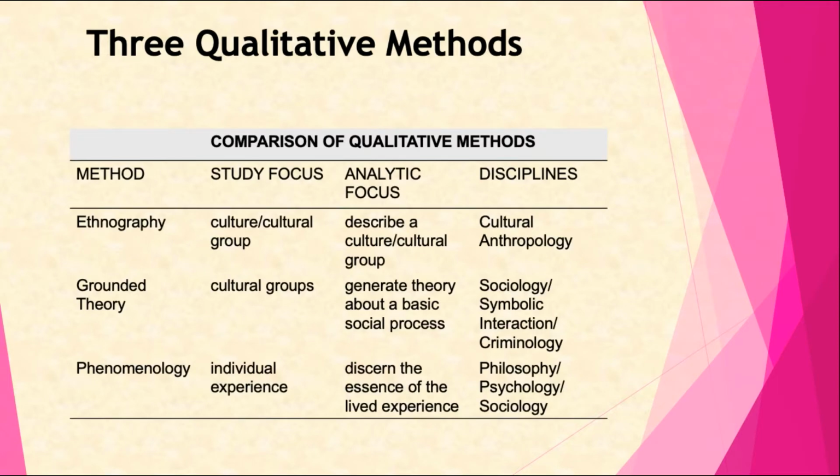So we have three qualitative methods. The first is ethnography. Here, the study focuses more on culture or cultural groups. So you describe a culture or cultural group, how they live, what they believe. And here the discipline is cultural anthropology. An example of that is if you want to study the Orang Asli here in Malaysia about their culture, you have to go to their place and do a study on that.